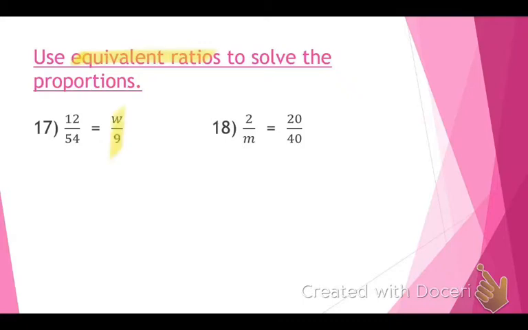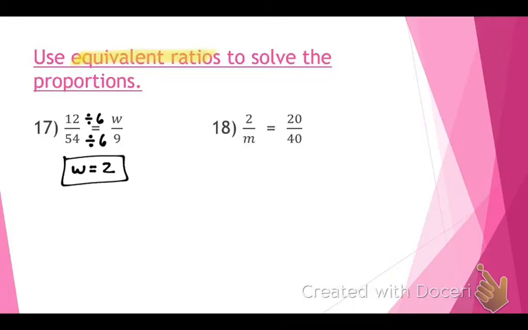We are not gonna work with the unknown. We're gonna work with what we know. So we know this one, okay? So how do I get from 54 over to a 9? Divide by 6. So if I divide by 6 on the bottom, what do I do to the top? Divide by 6. What is 12 divided by 6? Okay, so we know W equals 2.